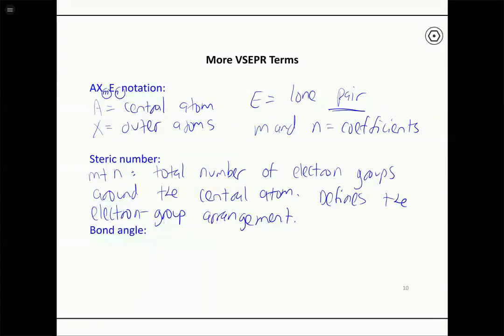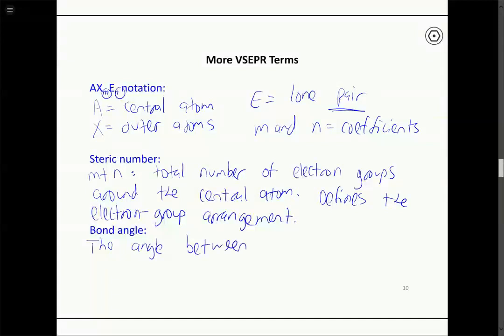And then another important parameter for VSEPR is bond angle, and it's important to at least have a qualitative appreciation of this when we talk about symmetry, whether it's linear or bent, for example. But it's precisely defined as the angle between 2 outer atoms. So if we have AXN inside the structure, we're going to have more than one outer atom. We would define the angle between them, and we're going to use the central atom as sort of the vertex of that angle.